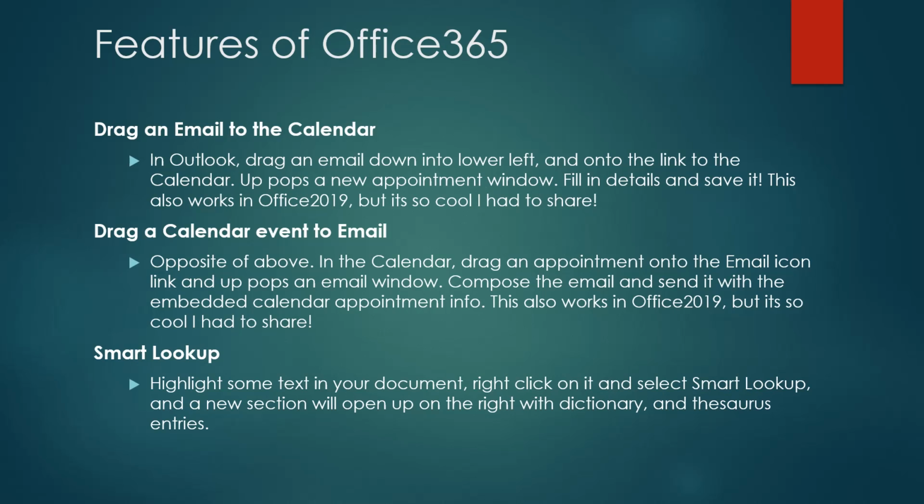The last thing I wanted to share is called Smart Lookup. Highlight some text in your document, right-click on it, and select Smart Lookup. A new section will open up on the right with a dictionary, how to pronounce the word, some definitions, thesaurus entries. It's really great, especially if you're typing up something in Word and you just don't know what a particular word means, or you want to find another word because you're using the same one over and over. It just comes up right on the side.